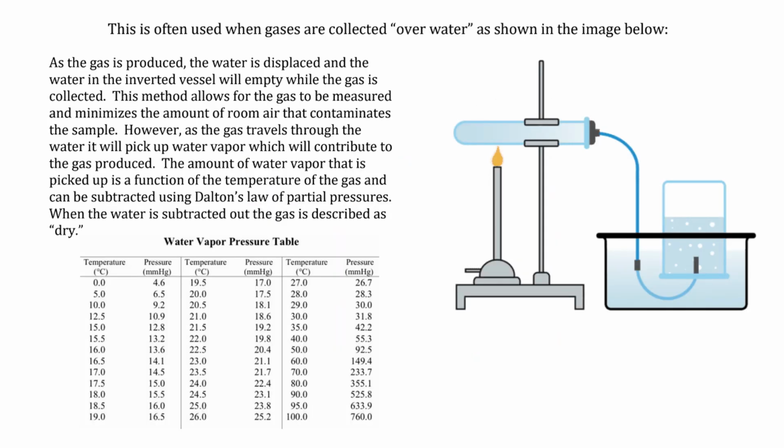Partial pressure is often used when gases are collected over water as shown below. The gas is produced, it's heated up, and the water is displaced, and the water in the inverted vessel will empty while the gas is collected. This method allows for the gas to be measured and minimizes the amount of room air that contaminates the sample. As the gas travels through the water, it will pick up water vapor, which will contribute to the gas produced. The amount of water vapor that is picked up is a function of the temperature of the gas. It can be subtracted using Dalton's law of partial pressures. When the water is subtracted, the gas is described as dry.